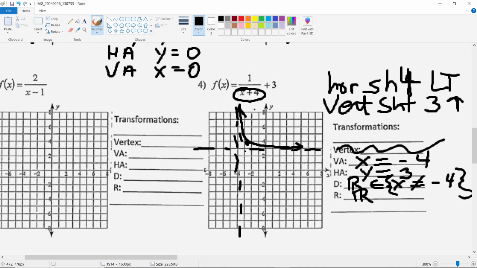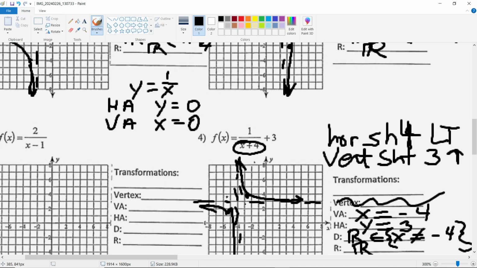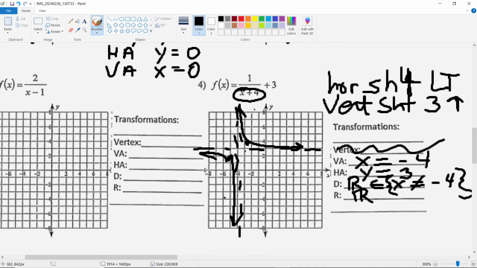And I'll try -5. -5 plus 4 is -1. 1 over -1 is -1 plus 3 is 2. So at -5, it's at 2. And then I've got to approach the asymptotes like that. So that's it. That's how you handle these shifts.